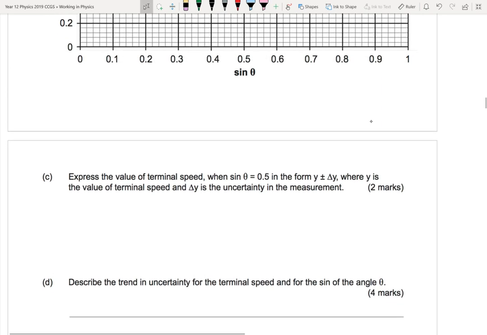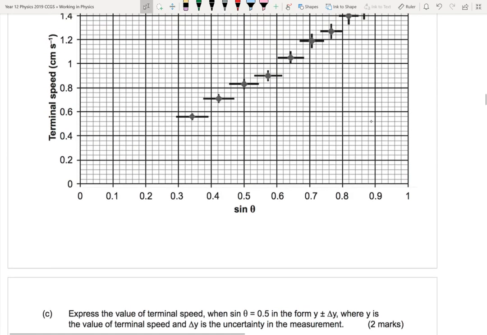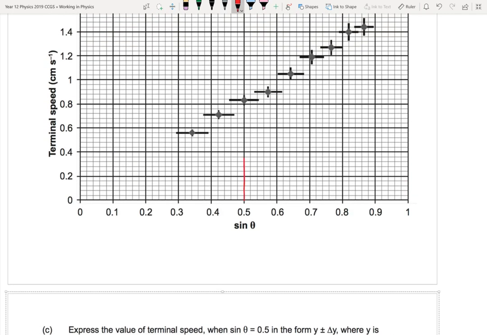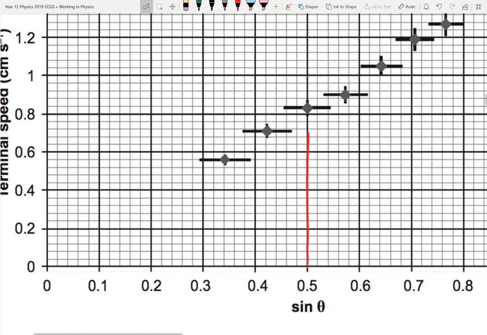Let's just have a look at the first question. Express the value in that form, where y is the terminal speed and delta y. Okay, so they just want you to go up here. Now, again, be careful that central dot is just below. I'm going to draw it again, just below. This line here is going to be 0.04 of a scale step. So it's 0.84, but it's about a quarter back. So I reckon it's about 0.83.